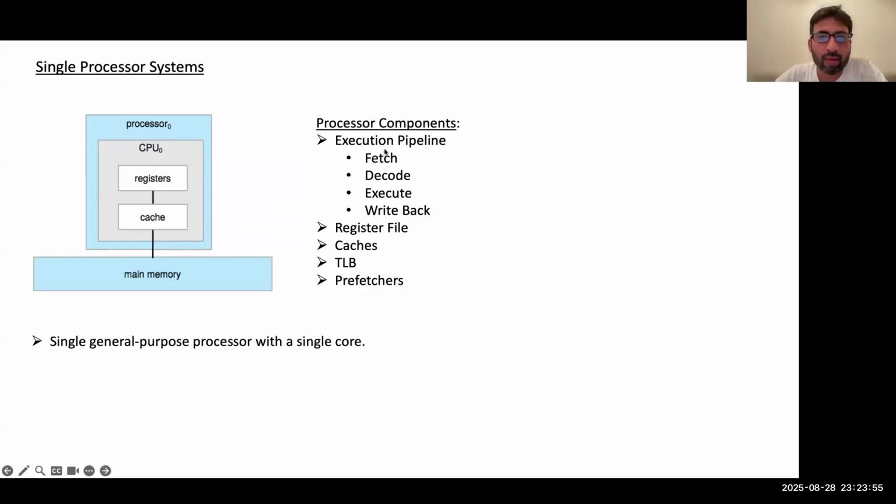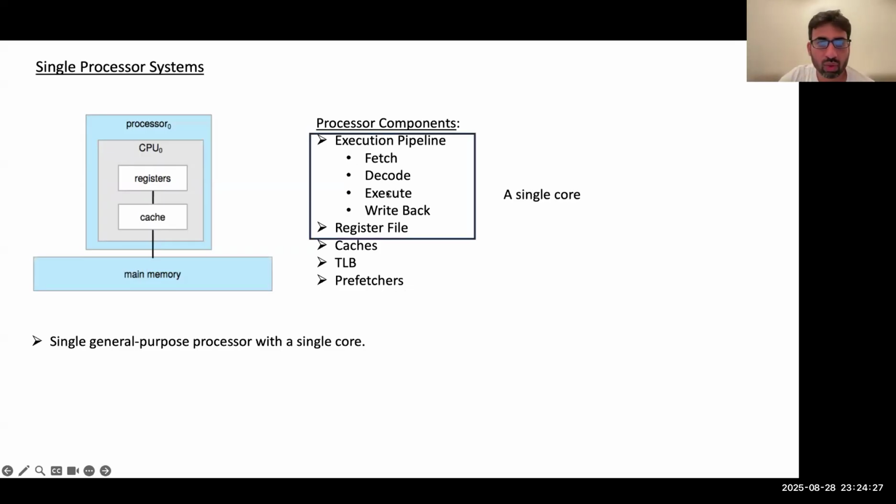Okay. So execution pipeline is a component of the processor, and the pipeline has different stages: fetch, decode, execute, and write back. I don't think we are going to talk about the execution pipeline and stages in this course because that is a pure hardware concept. The other components are like register file, caches, TLB, translation lookaside buffer, prefetchers, and so on and so forth. So there are various different kinds of hardware components on the processor.